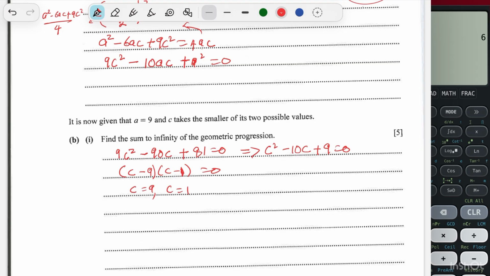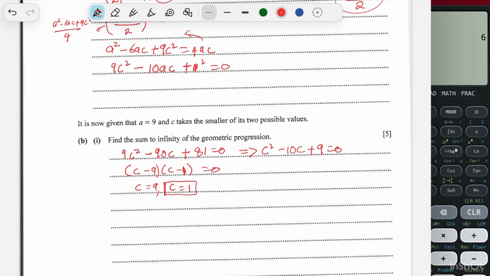Now, c takes the smaller of its two possible values. C takes the smaller, so c should be 1. Since c takes the smaller of its possible values, my c is 1.